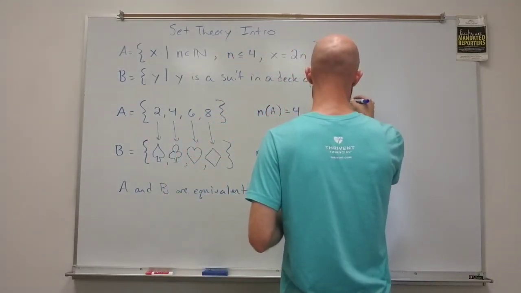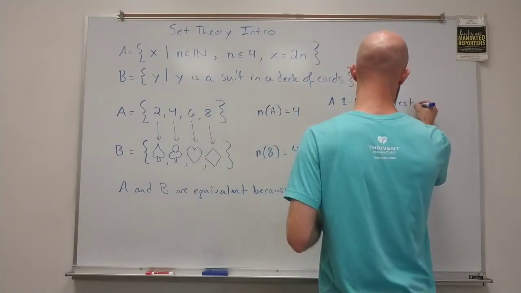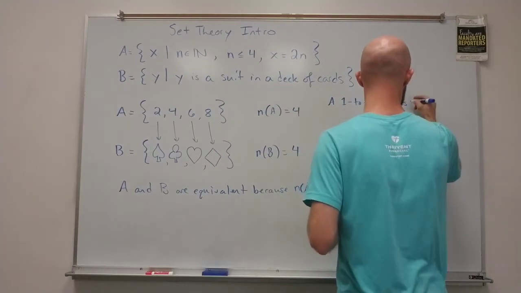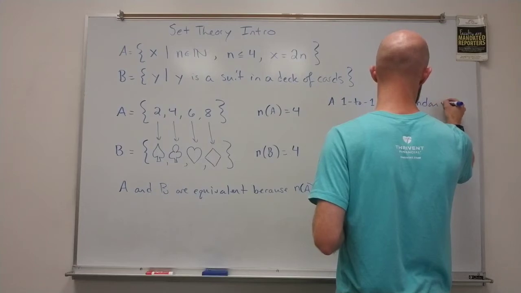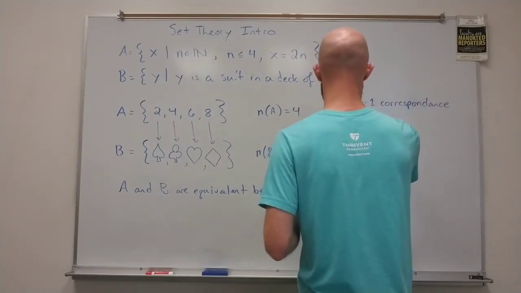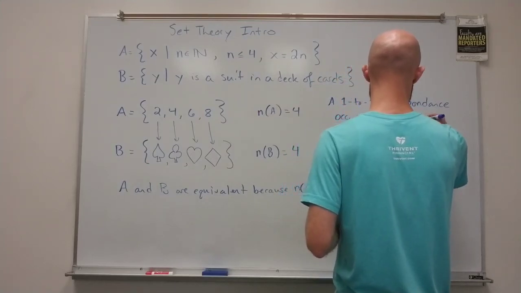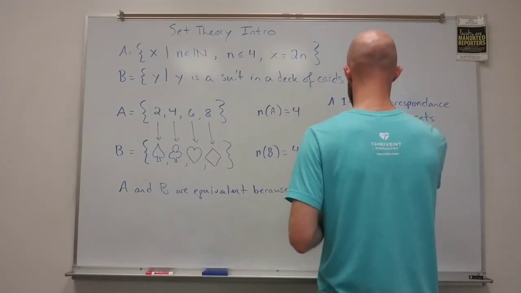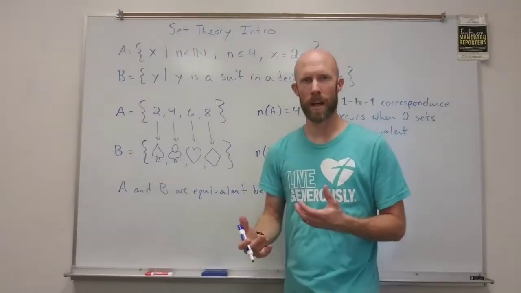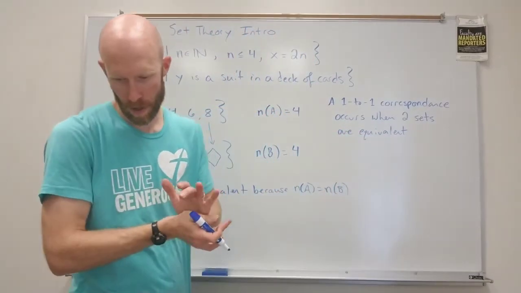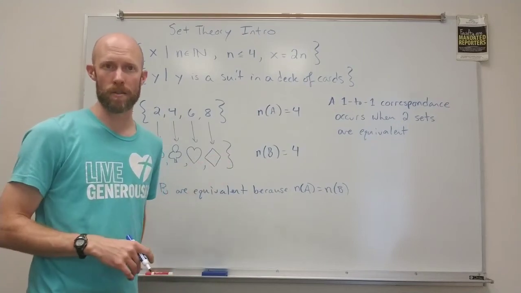A one-to-one correspondence occurs when two sets are equivalent. In other words, their cardinalities are the same. Okay? So they can be placed in a one-to-one correspondence, the elements of each set.